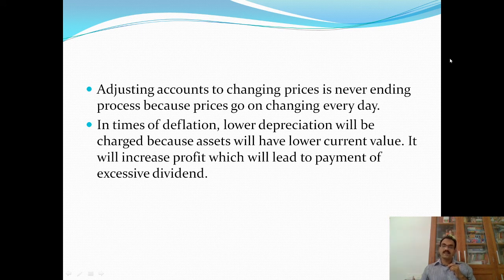During inflation, higher depreciation will be charged because the value of the asset will be high. And in times of deflation, what will happen? Lower depreciation will be charged. When the depreciation is very low, the amount of profit will be very high. So it will increase the profit and it will lead to the payment of excessive dividend to the equity shareholders. Okay, so these are the important disadvantages of inflation accounting.